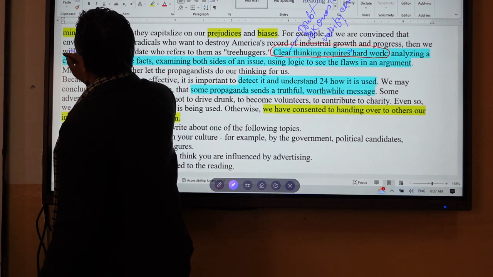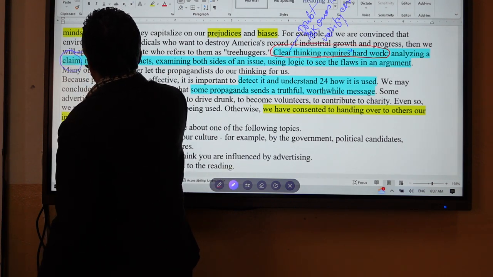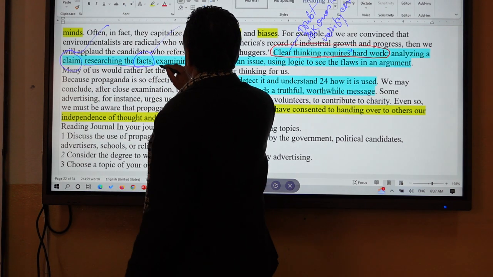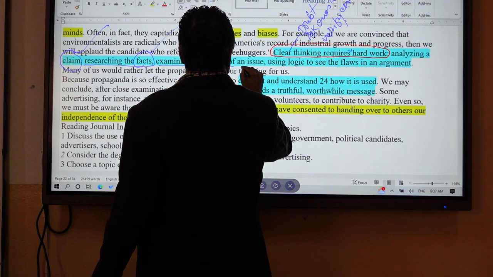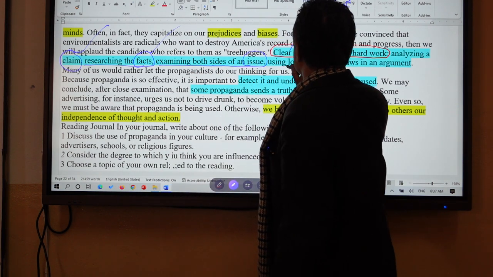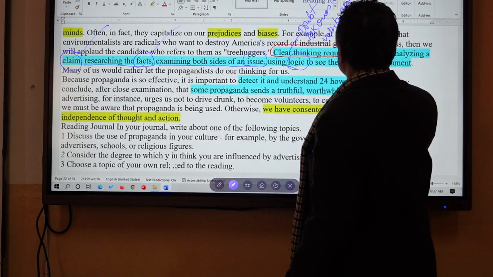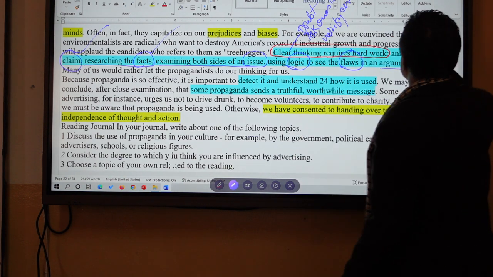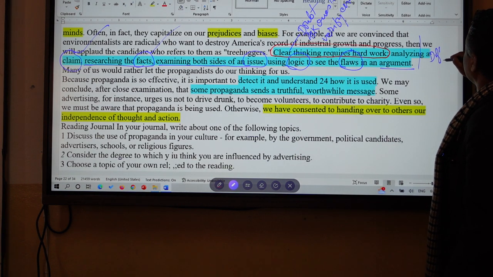Analyzing a claim, researching the facts. Look, always analyze the claim. Do some research about the facts they're claiming. Examine both positive and negative sides of the issue. Use logic. Try to find out the flaws in the argument. And this is difficult. This is difficult.